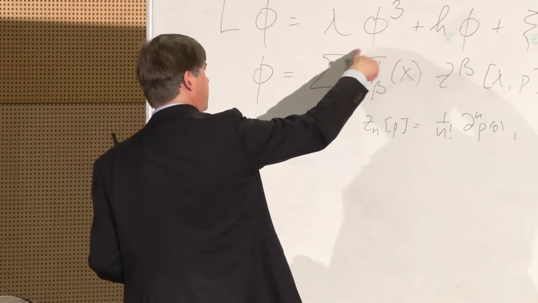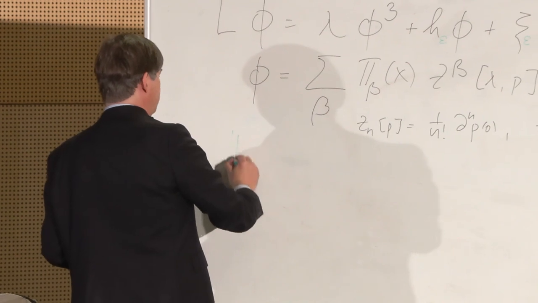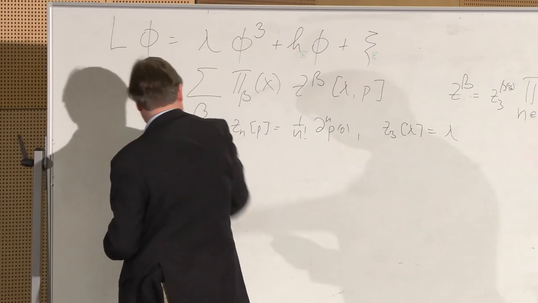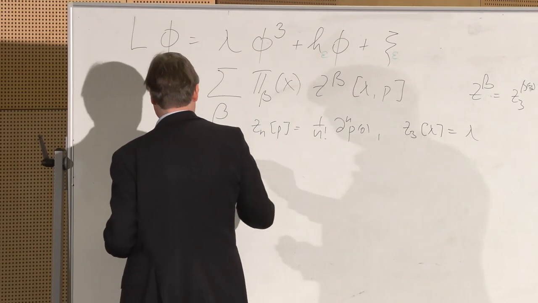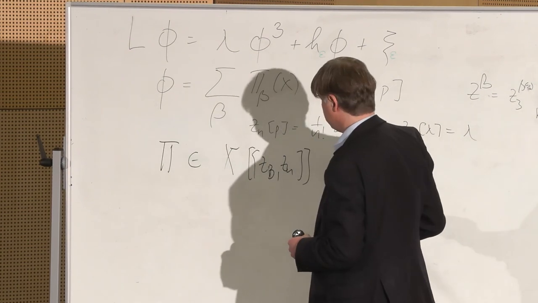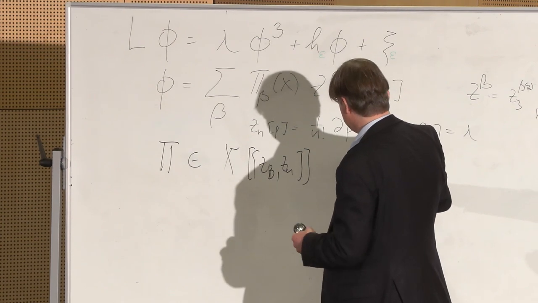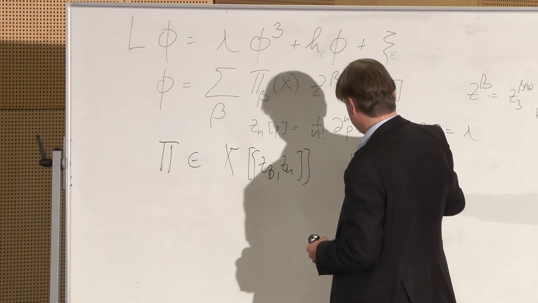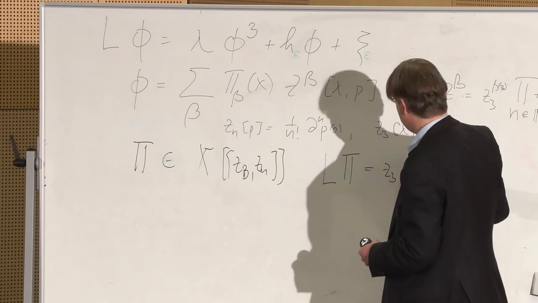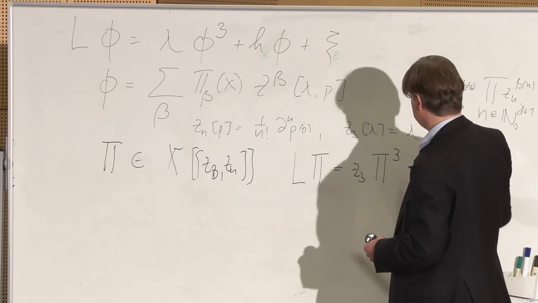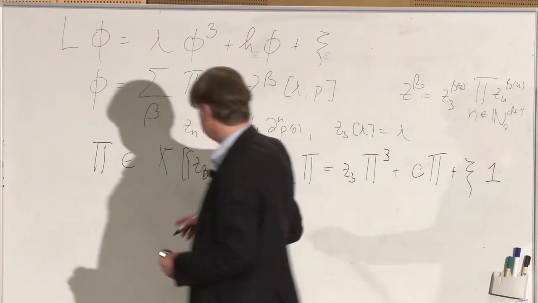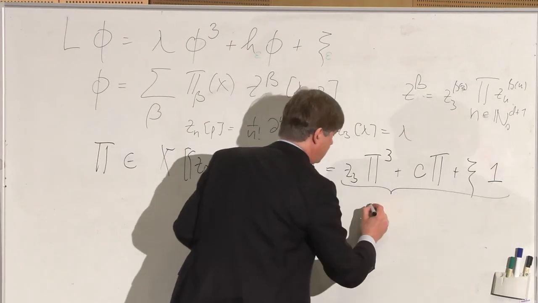So in terms of these coefficients, which you now accumulate into this object pi, which is in this function space and lives in these variables, this PDE turns into something which still looks very simple and compact. You apply the operator L to pi, which of course means you apply it to every coefficient individually. And this should be equal to z3, which is the placeholder for the lambda, times pi to the power 3, which obviously corresponds to the power 3 here, plus C, which is the placeholder for H, times pi, plus the noise times the unit in this algebra. And this I will often call pi minus.